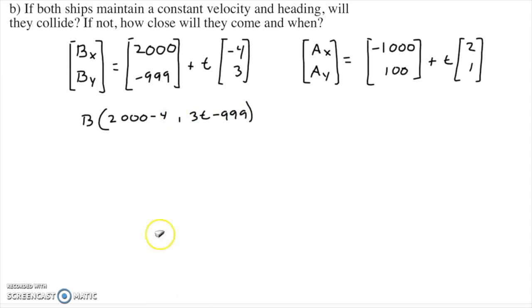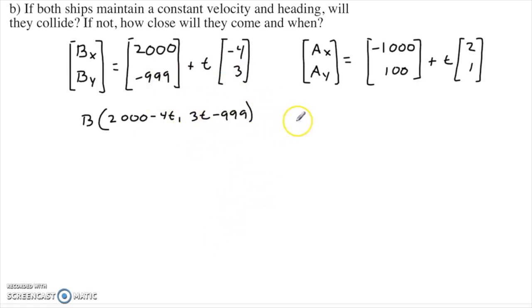All I'm doing is rewriting that vector equation in terms of x and y, right? So my x coordinate is 2000 plus t times -4. That's all I've got there. And my y coordinate is -999 plus t times 3. I wrote that as 3t minus 999 because I don't like to have a negative sign in the front. Those leading negative signs get lost pretty easily.